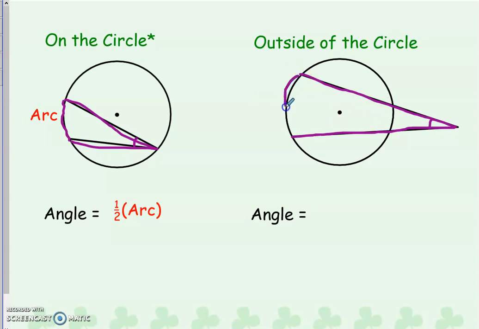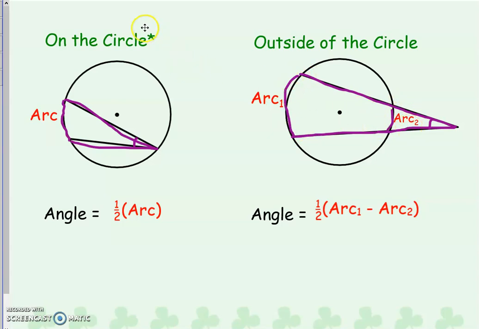It eats this part out here, which I will call arc sub 1. And then it also eats this part right here, which I'll call arc sub 2. And notice in every example we've done so far, all the arcs are bending away from the vertex of the angle. All the arcs, that is, except this one. And in this scenario, when the vertex is outside the circle, the angle is half the difference in the arcs. So half the bigger arc minus the smaller one.